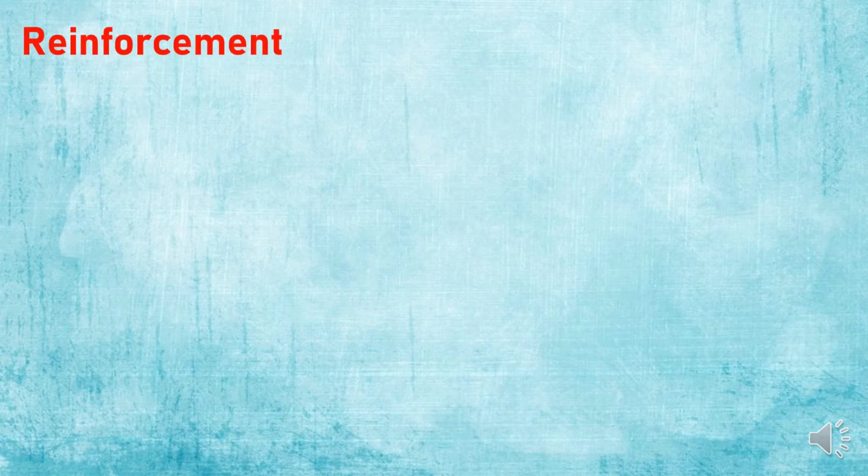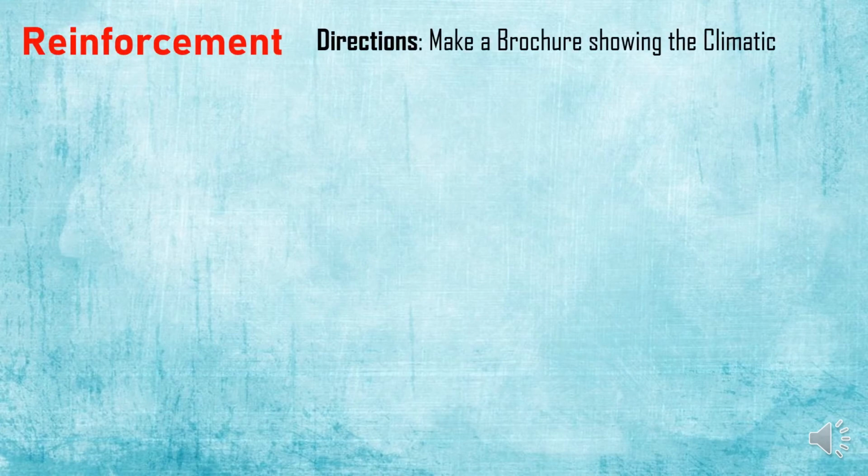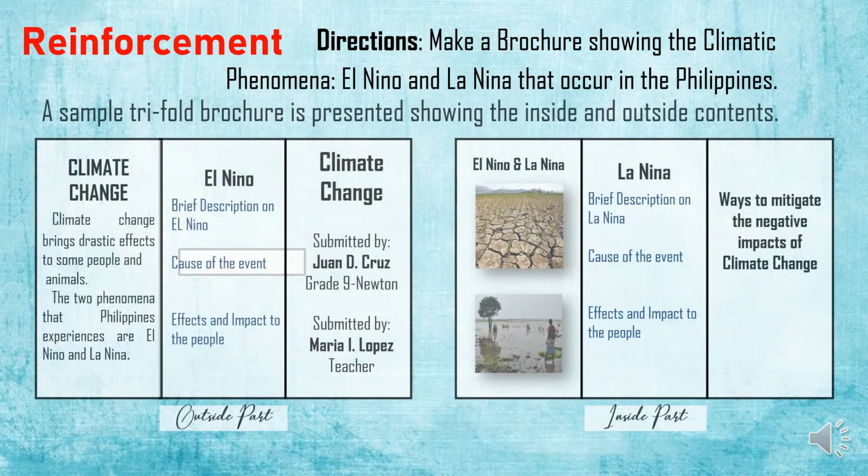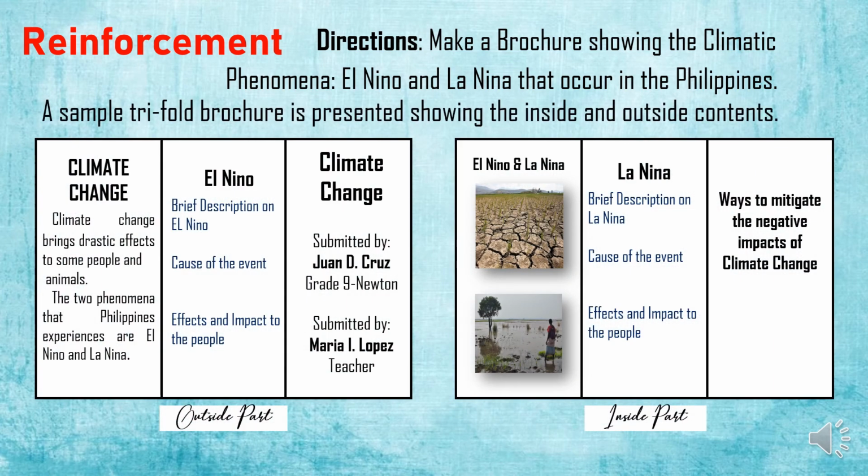Now, let's strengthen your knowledge by accomplishing the reinforcement. Make a brochure showing the climatic phenomena, which are El Nino and La Nina, that occur in the Philippines. A sample trifold brochure is presented showing the inside and outside contents. You may pause this video for a while as you accomplish the task. Your science teacher will be collecting all your outputs.